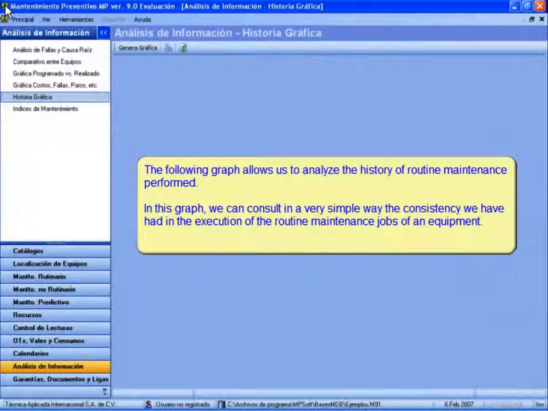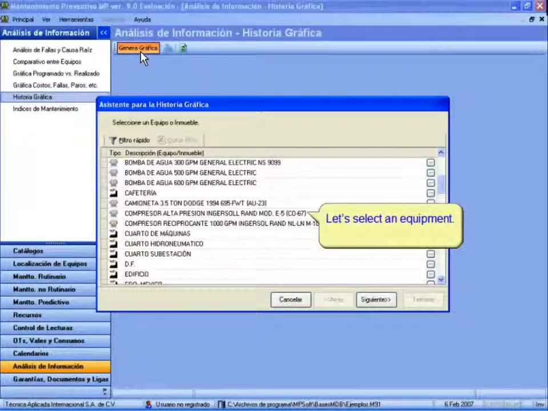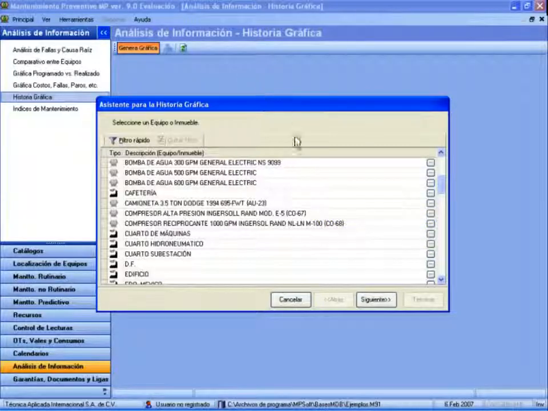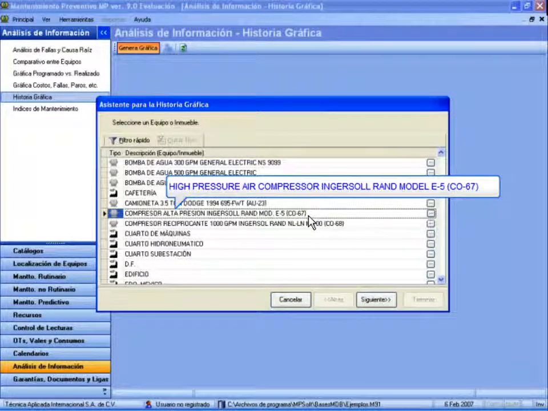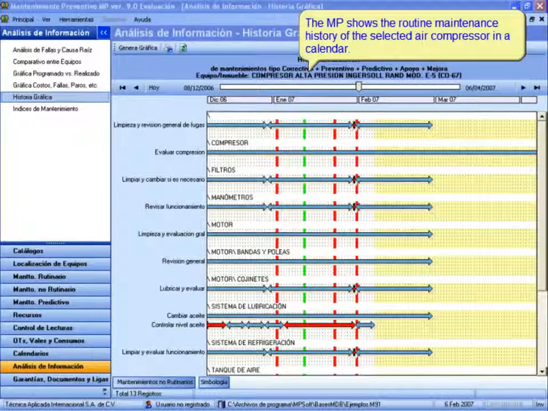The following graph allows us to analyze the history of routine maintenance performed. In this graph, we can consult in a very simple way the consistency we have had in the execution of the routine maintenance jobs of an equipment. Let's select an equipment. The MP shows the routine maintenance history of the selected air compressor in a calendar.